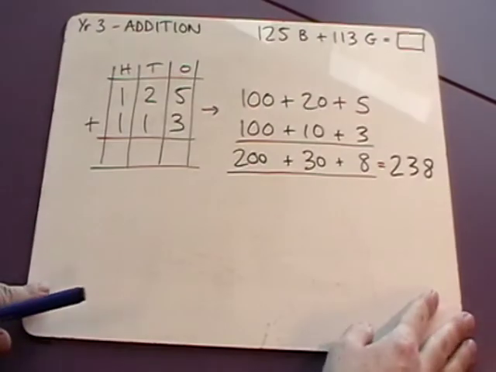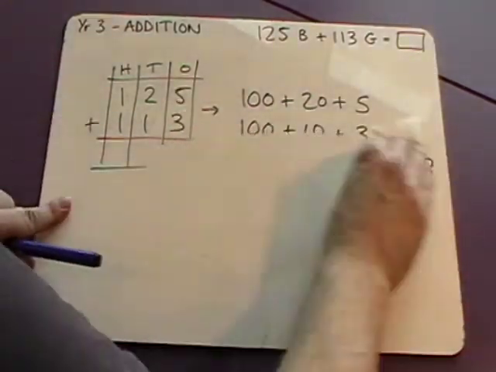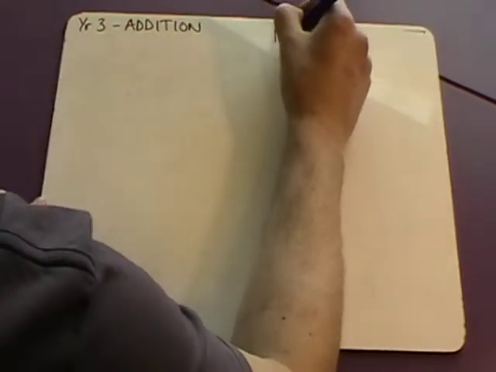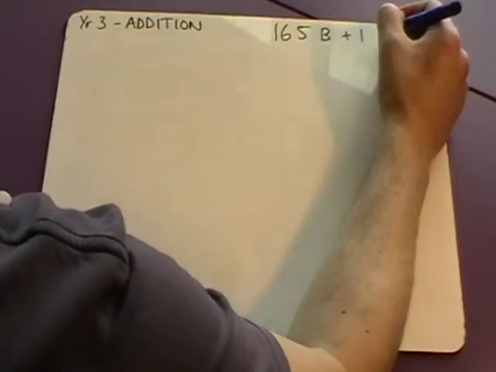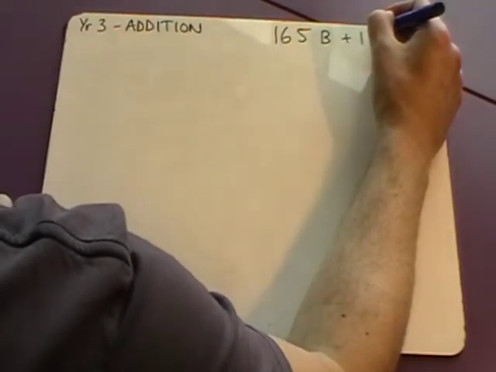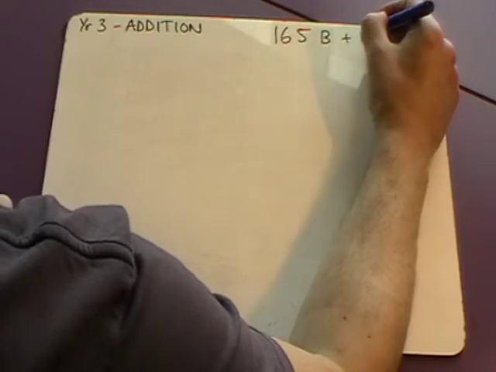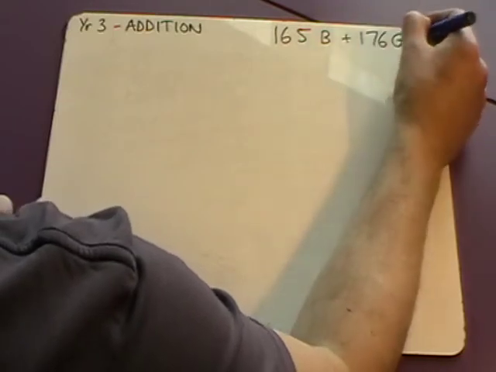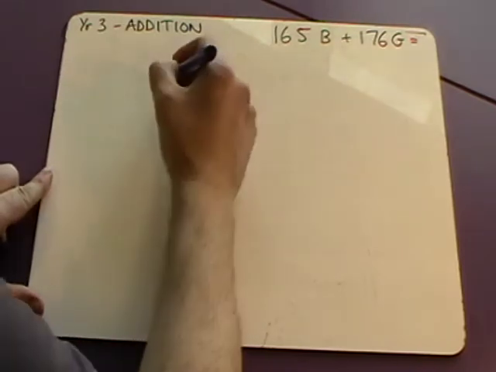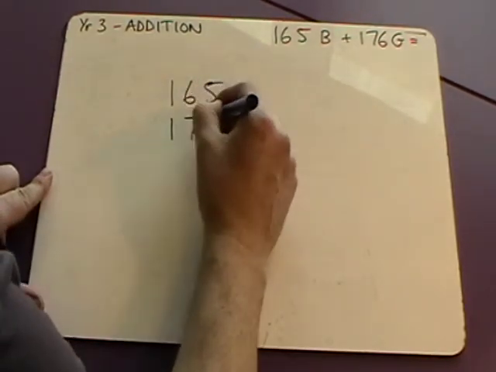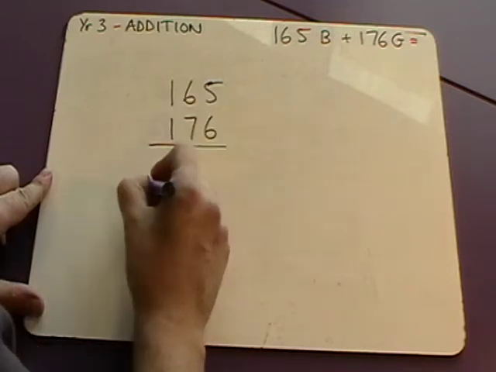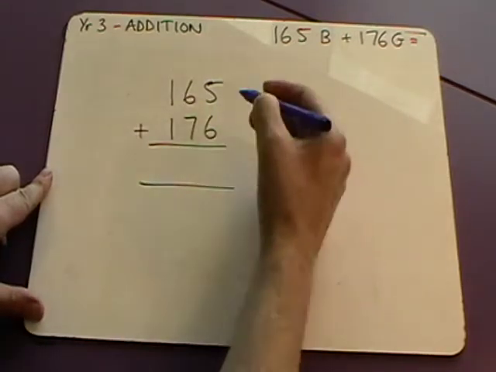Let me just show you how that would look without the apparatus. So bringing back in the whiteboard, just clean that off. And we had 165 boys added to 176 girls. So how would that look? 165 added to 176.